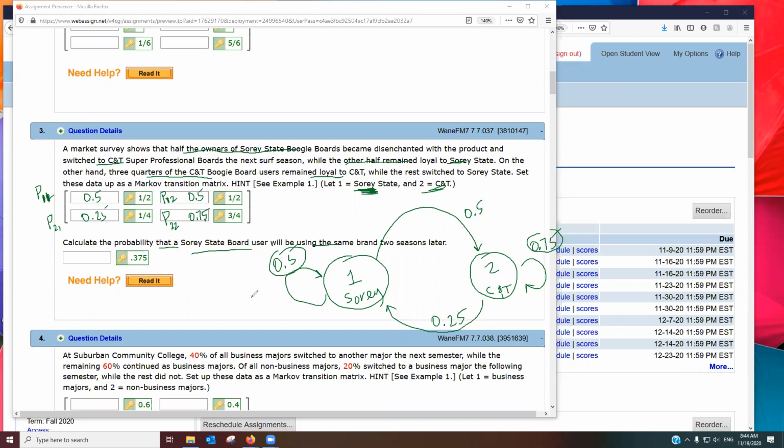Well, to do that, I'm going to take the transition matrix times itself. So I'm going to take 0.5. Here's the transition matrix. And I want to know what happens after 2 seasons. So I'm going to take this transition matrix and multiply it by itself.